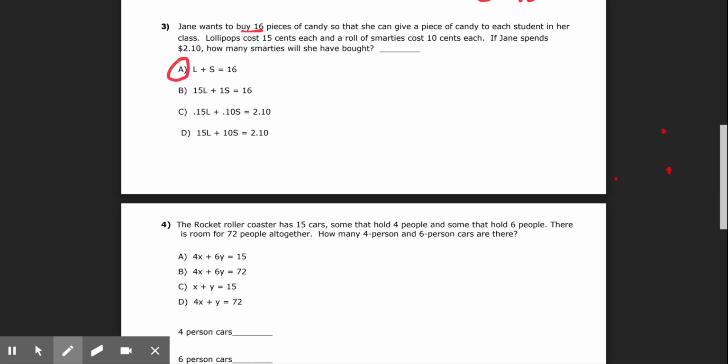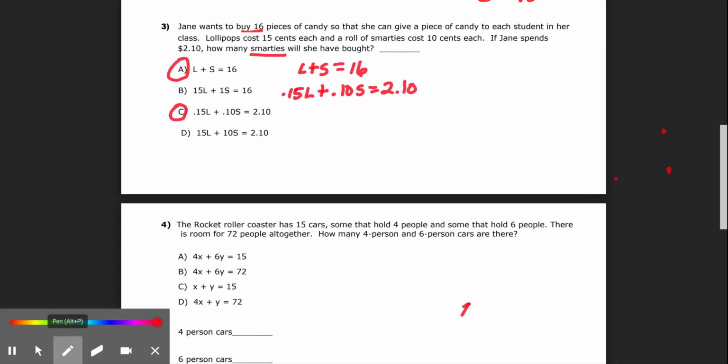Now then we're going to deal with the cost. So we dealt with the quantity. Now we're going to deal with the cost of it. So the lollipops are 15 cents and the Smarties are 10 cents for a total of 2.10. So we're going to use A and C. So we have L plus S equals 16 and 0.15L plus 0.10S equals 2.10. All right, now let's just go back. It says if Jane spends 2.10, how many Smarties?